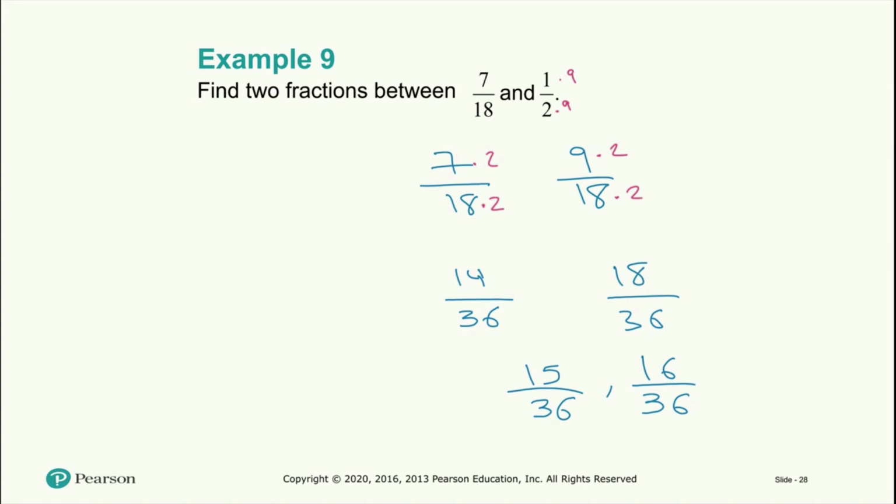And when you want to present your answers, you usually want to go ahead and give the simplest form. So I noticed that, for example, 3 goes into 15 5 times, and it goes into 36 12 times. And with this other fraction here, I know that 4 goes into 16 4 times, and it goes into 36 9 times, right? So I can answer 5/12 and 4/9, for example. Notice there are other possibilities, right?